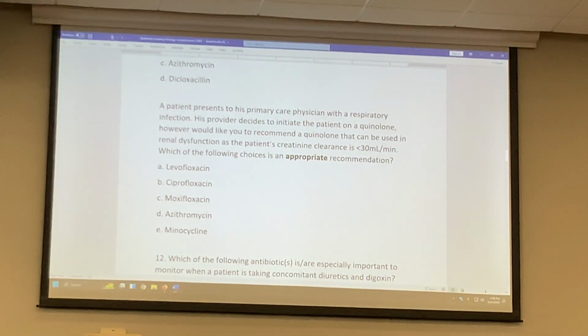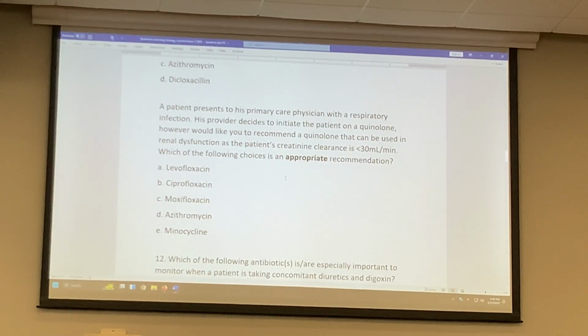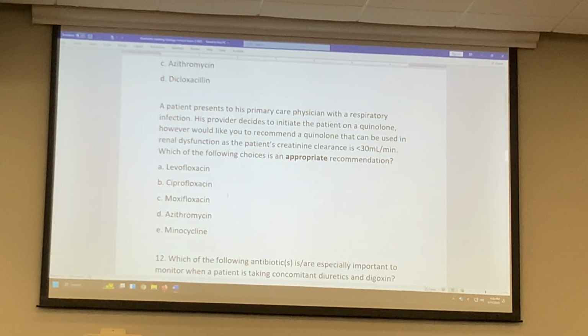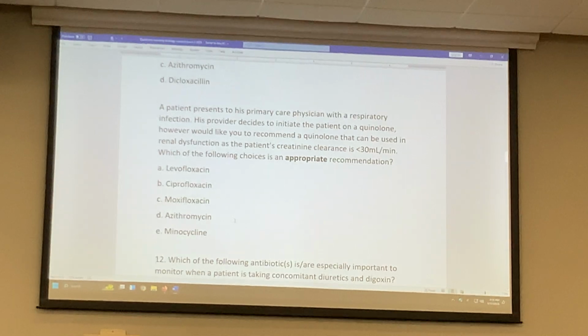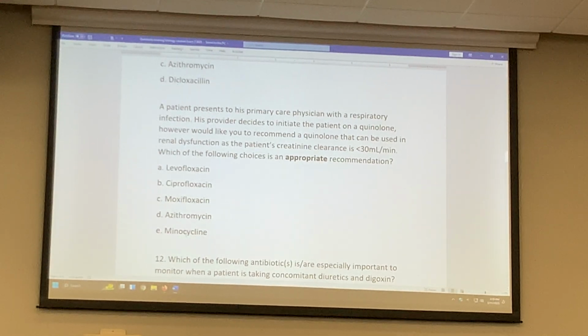So next one, we have a patient who goes to the PCP with a respiratory infection. His provider decides to give the patient a quinolone. However, they would like you to recommend a quinolone that can be used in renal dysfunction as the patient's creatinine clearance is less than 30. Which of the following choices is a good recommendation? So let's start with E. Is E a good choice?